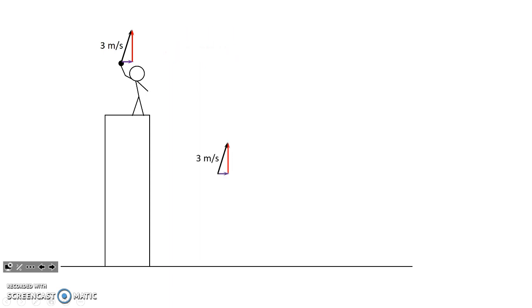But instead of throwing it at this angle, maybe you throw it at a shallower angle. Or maybe you throw it at an even shallower angle. Or maybe you throw it at almost no angle at all. Look at the red arrows on the y-axis and look at the purple arrows on the x-axis. What do you notice?